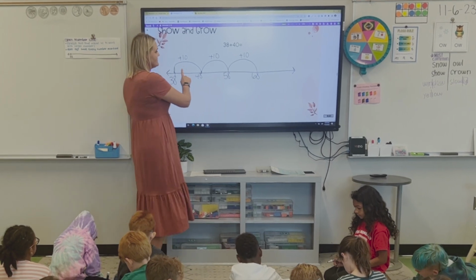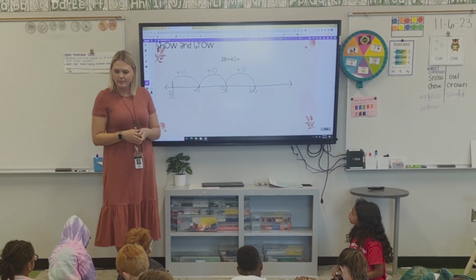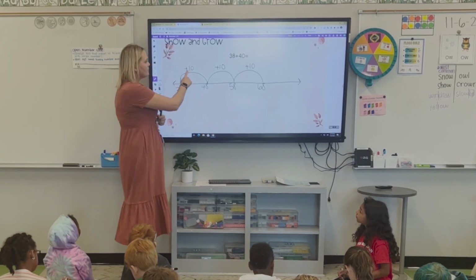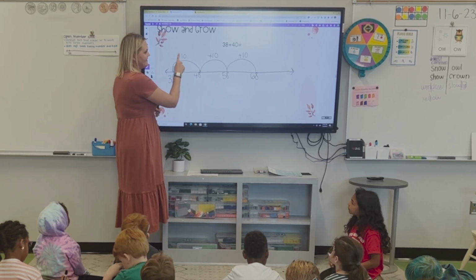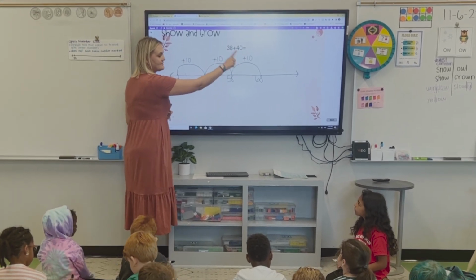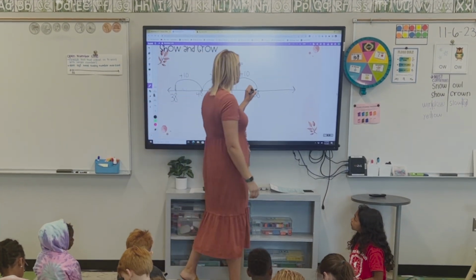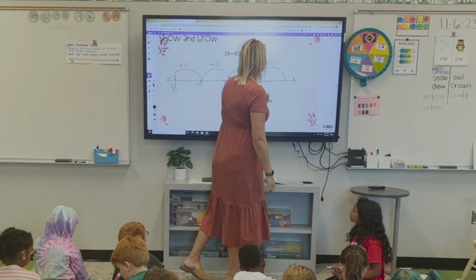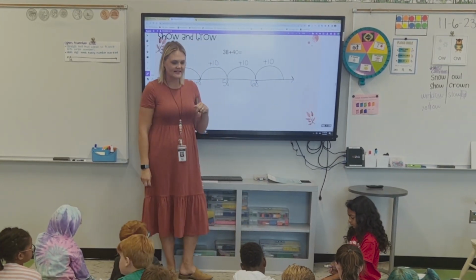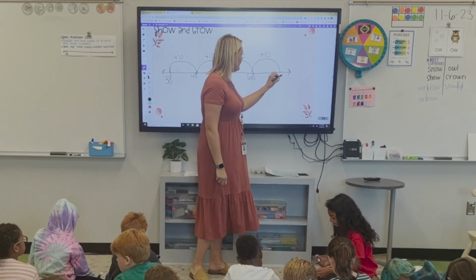Now I've done 3 jumps of 10. 10, 20, 30. If I ever forget how many I've already added, that's one reason we put it above our jumps, because I can easily say I've added 10 plus 10 plus 10. So far I've added 30. My equation says to add 40, so I'm going to add 1 more jump of 10. 68 plus 10 is the same as 78.